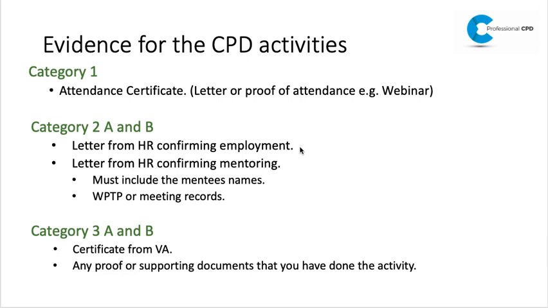I don't think it's necessary to upload minutes of the meetings or anything like that, but some form of evidence or agenda for the year with that mentoring, that will suffice. So don't go overboard here, please. Category 3A and B, you usually get a certificate from when you belong to one of those voluntary associations anyhow, or a letter, so that's easy enough, you just upload that.